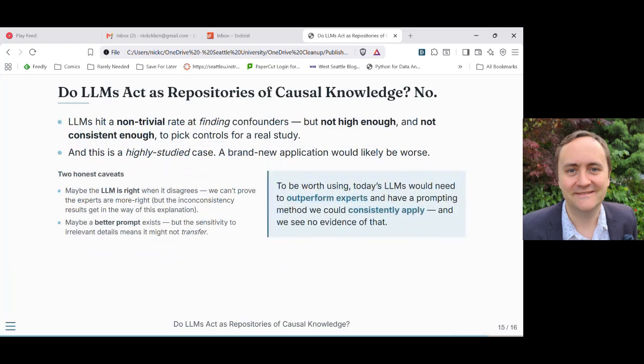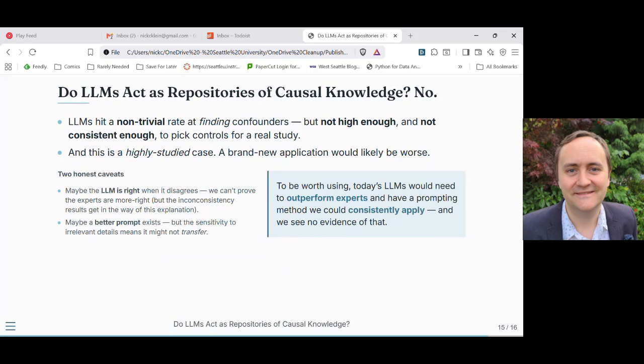So, do large language models act as repositories of causal knowledge? No, they do not. There's a non-trivial rate of error in this, and this is a case where you really need to get it correct. If you were going to do this, you would need an expert to verify everything anyway, at which point just have them do it in the first place. And also, this is a very highly studied case. We have reason to believe that this would do worse, especially based on what we found about it mimicking the 1980 results, if we had a different application.